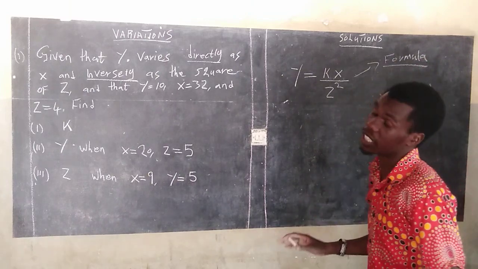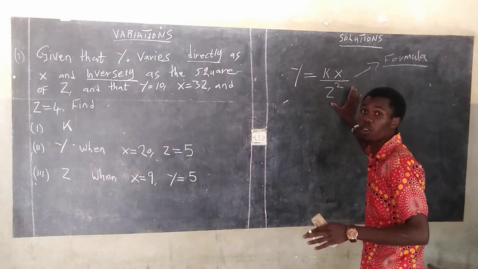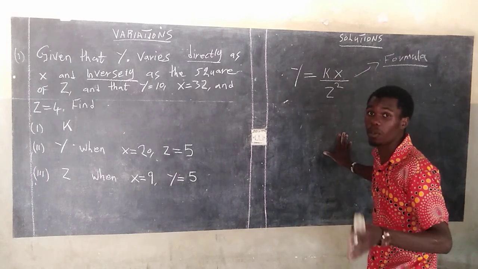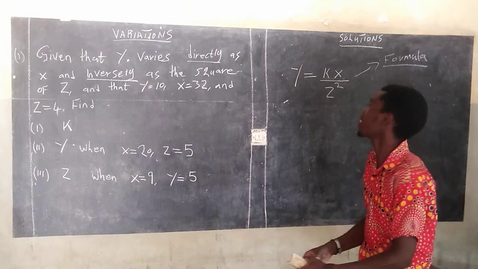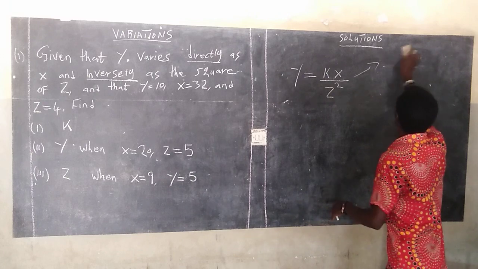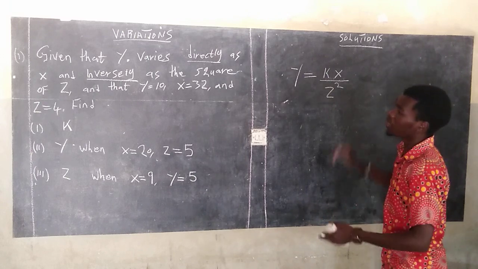Variation formula is not always that; under variation this is not the only formula, this is the specific formula. Formulas vary. Remember the word variation comes from the word vary, meaning to differ. So now this is my formula.